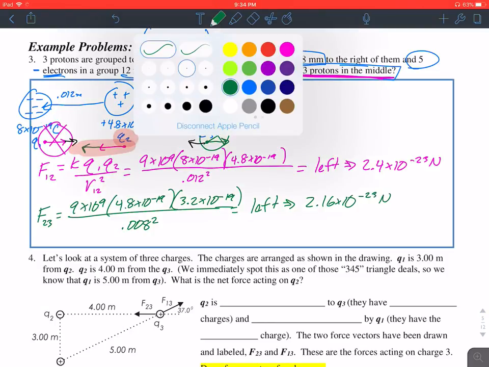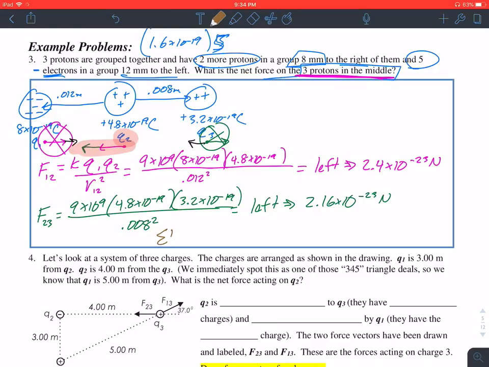Well, we want to know the net force. The net force on Q2 is force 1,2 plus force 2,3. Now, force 1,2 on charge Q2 is to the left, so we're going to say it's negative, 2.4 times 10 to the negative 23rd. And then force 2,3 is also to the left, so we're going to say it's negative, 2.16 times 10 to the negative 23rd.